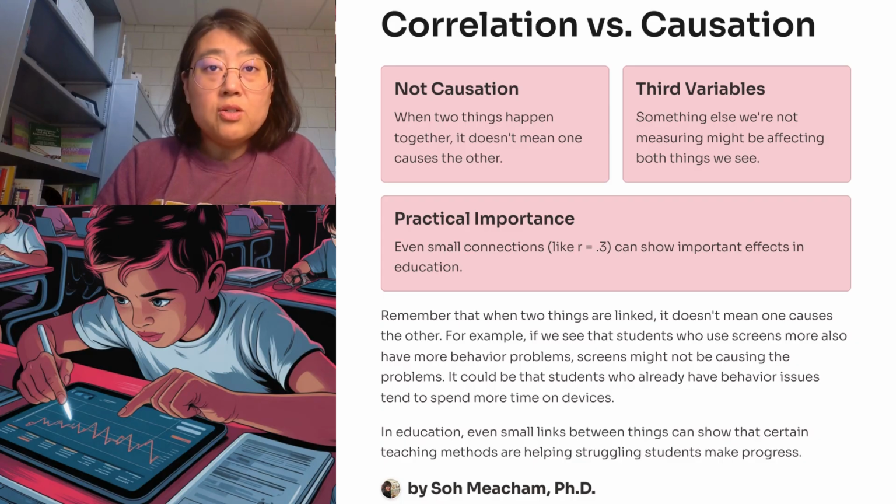Even weak correlations can be meaningful. In educational research, a correlation of 0.3 might be considered small statistically, but it could represent an intervention that helps struggling students catch up, an effect that is practically important, even if modest.